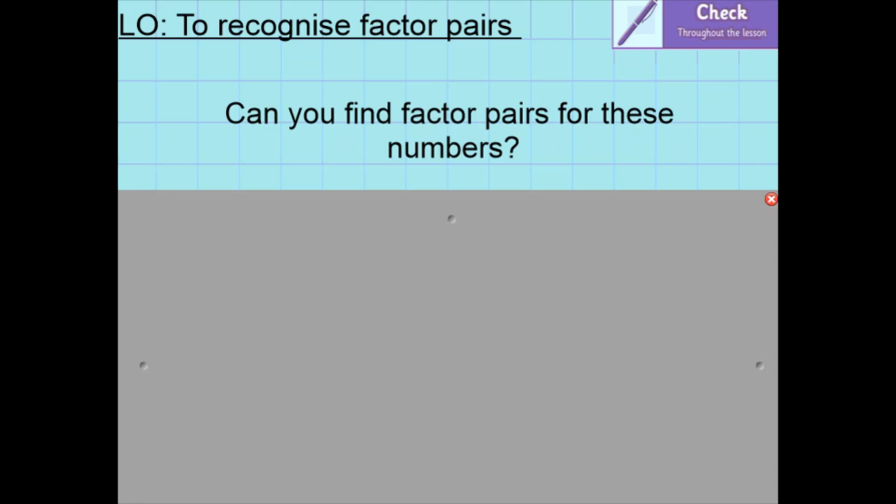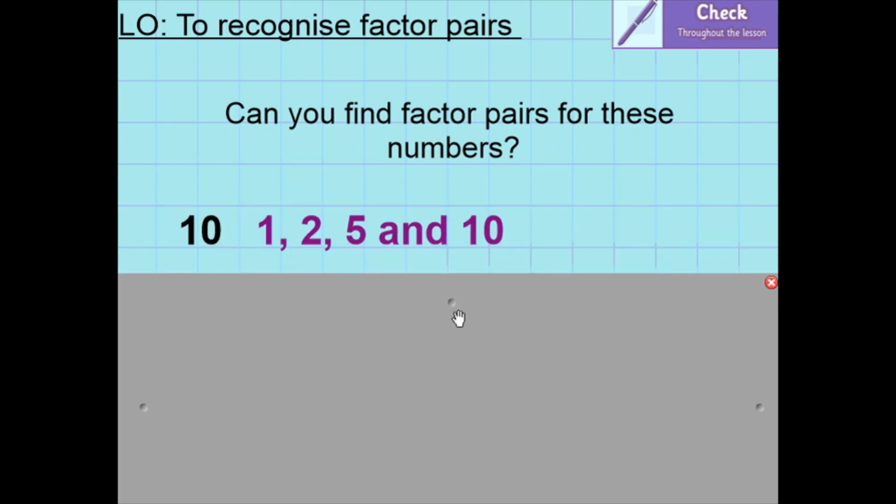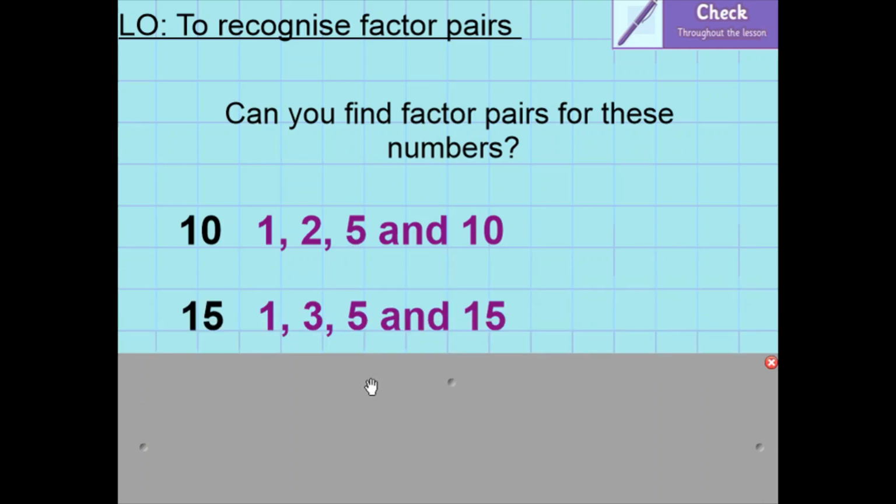How did you get on with that? Shall we have a little look now through the check part of the lesson and see how you've got on? Well, the first one was 10, and we found that there are 4 factors here. So we've got 1, 2, 5 and 10. If you wrote them as pairs, you will have written them as 1 and 10 and 2 and 5. The factors of 15 are 1, 3, 5 and 15. And if you've written them as pairs, 1 and 15 would go together because 1 times 15 is 15, and 3 and 5 would go together because 3 times 5 is 15.